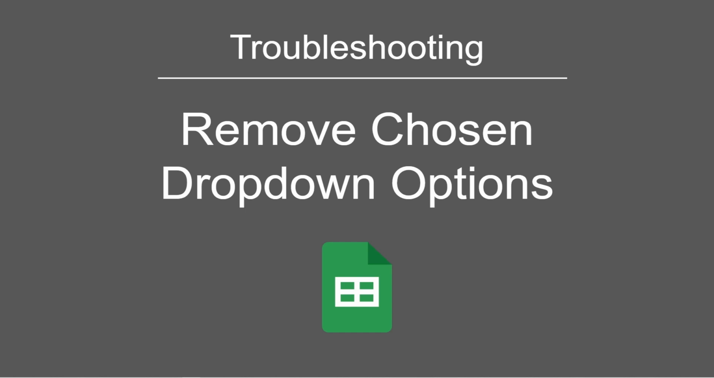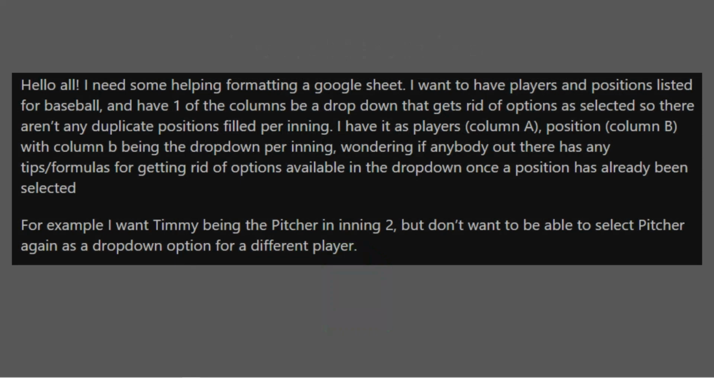Helping a user with what is actually a relatively common request: remove chosen dropdown options from future dropdowns. They said they need help formatting a Google Sheet. They want to have players and positions listed for baseball, and have one of the columns be a dropdown that gets rid of options as selected so that there aren't any duplicate positions.